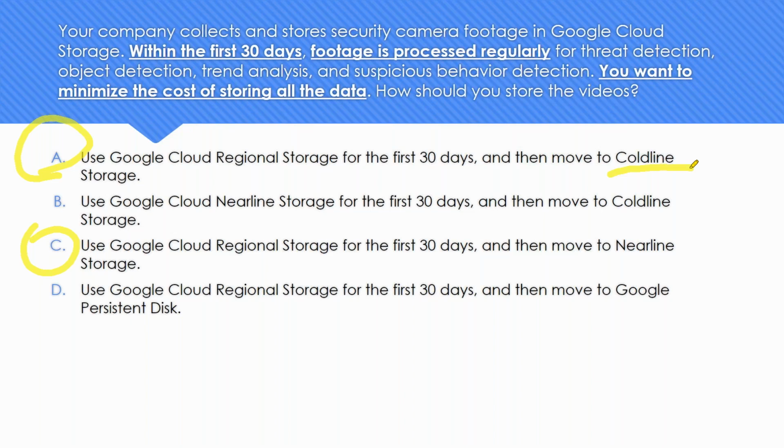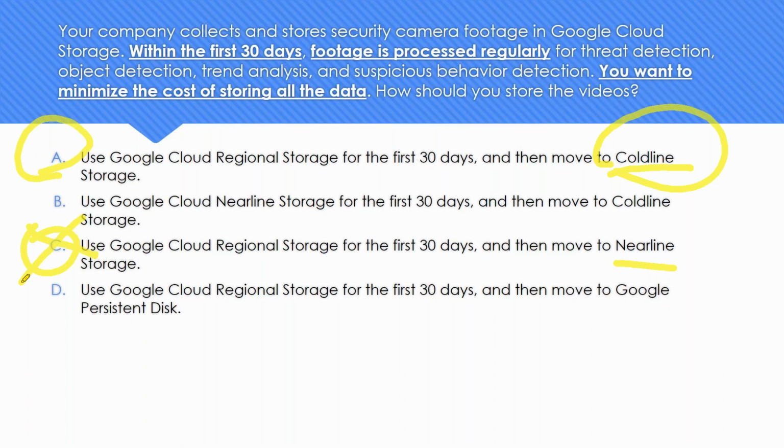So here is Coldline, here is Nearline. Which is going to be the cheapest one when it comes to cost? Coldline is going to be cheaper, or Nearline is going to be cheaper, storage cost wise? Yes, Deepak, it's going to be Coldline which is going to be cheaper. So that's your tiebreaker. So C gets ruled out. So A still remains as the possible option.